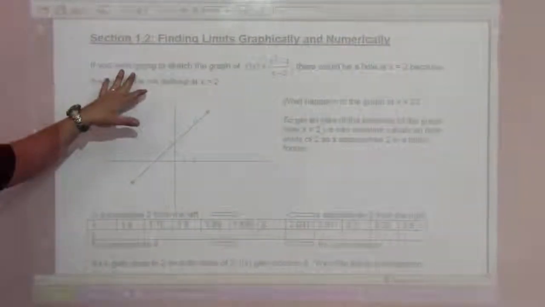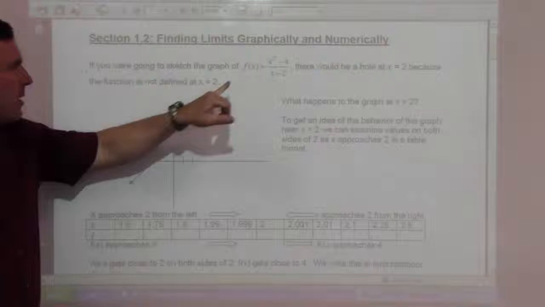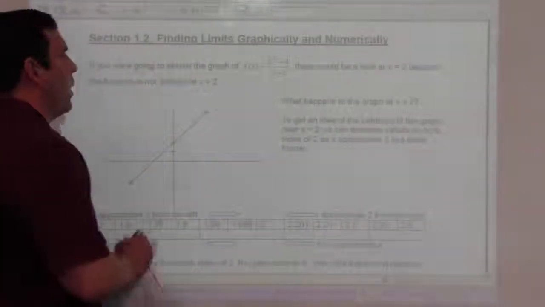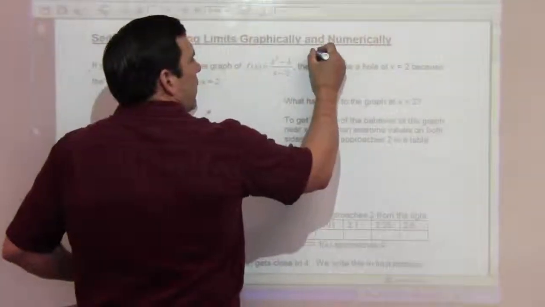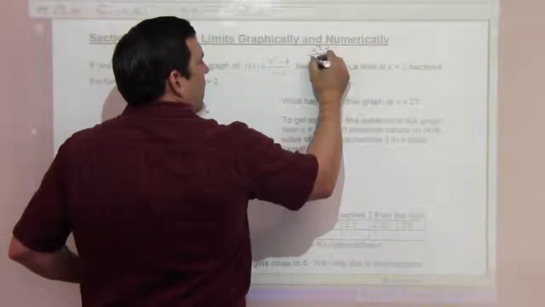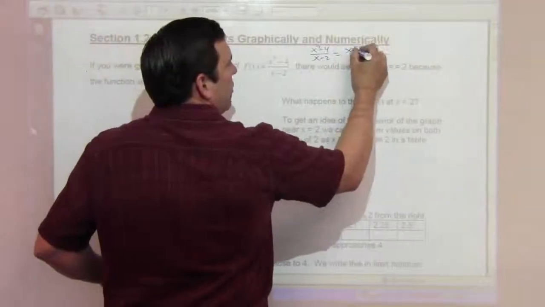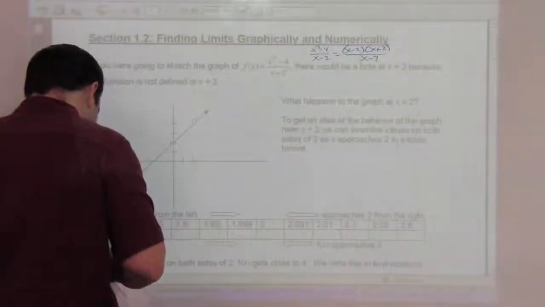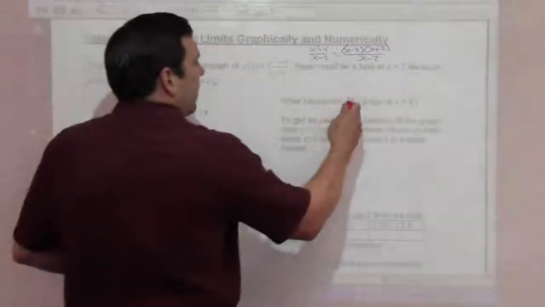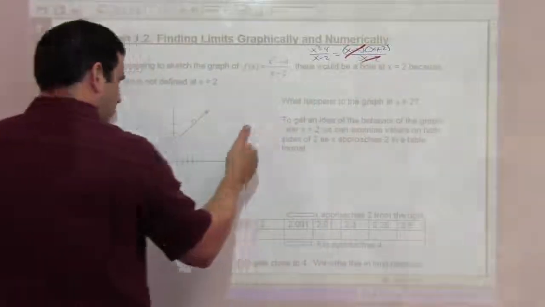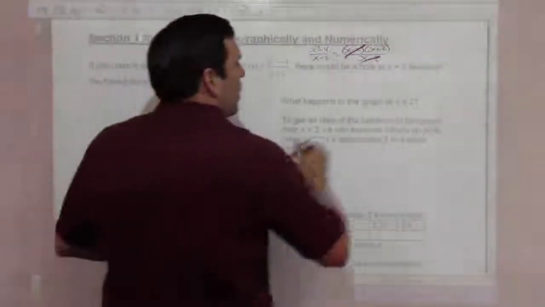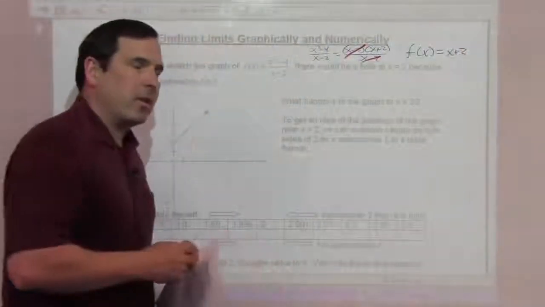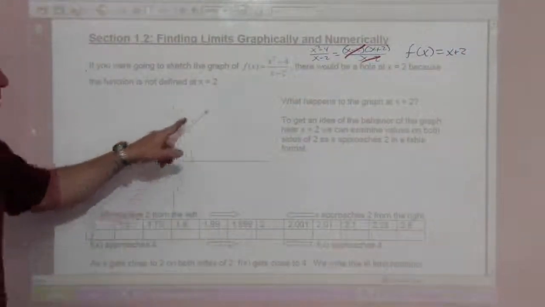If you were to sketch the graph of f of x equals (x squared minus 4) over (x minus 2), there would be a hole at x equals 2. Why? Well, x squared minus 4 over x minus 2 is (x minus 2)(x plus 2) over (x minus 2), and the x minus 2's would divide out. This is essentially f of x equals x plus 2, the equation of a line, and that's what we're seeing here. But there's a hole at x equals 2.